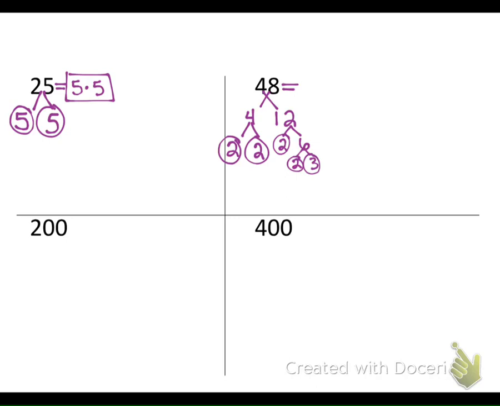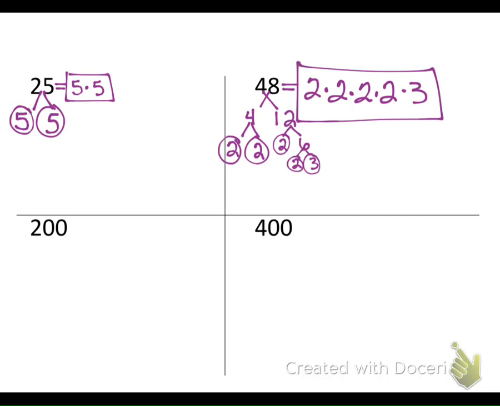So when I go to write my prime numbers in standard form, what's that going to look like? David? Yeah, absolutely. So what are these prime numbers written in standard form? What's my answer in standard form? 2 times 2 times 2 times 2, and then times 3. Perfect. And that is it. Nice job. Yep, we don't have to write it in exponential form, just standard form.